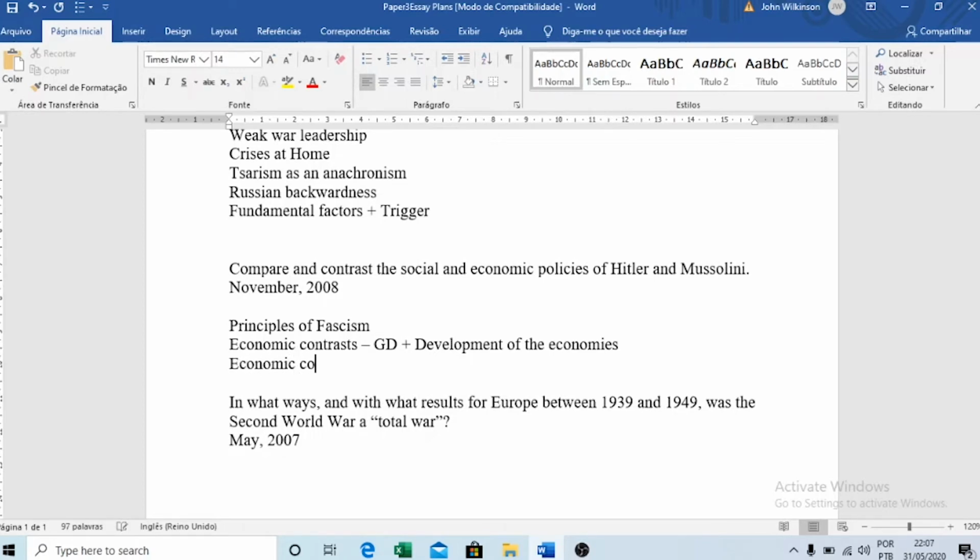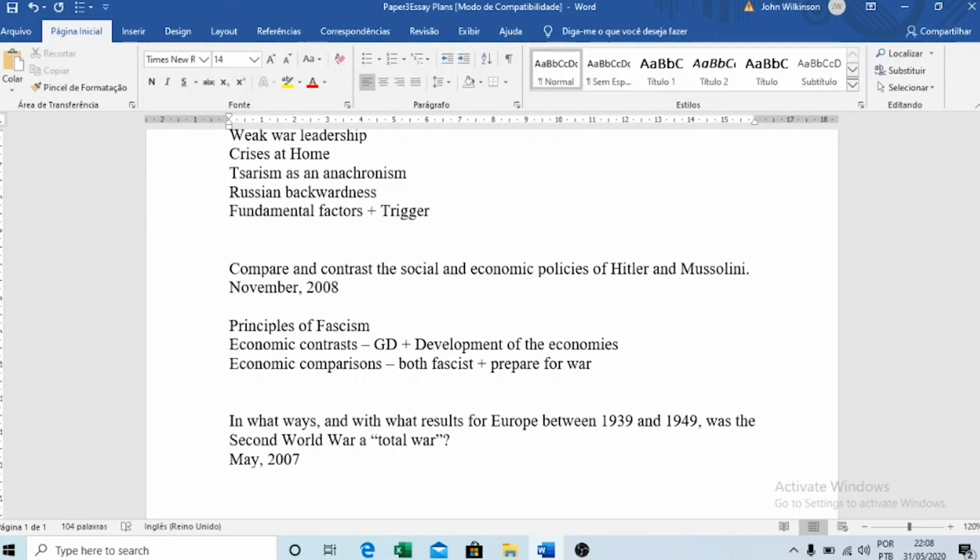Economic comparisons, well, I'd go back to my introduction and say, well, they're both fascist economies. So they're both fascist. And that means there'll be an acceptance of capitalism, but an attempt to control capitalism for where the state wants to direct it. But there will be a stronger control on workers, and both economies prepare for war. So I can write about that. The consumer economy will suffer because of that. There will be a move for autarky in both economies. So I've got, I think, a good paragraph I can write about there.